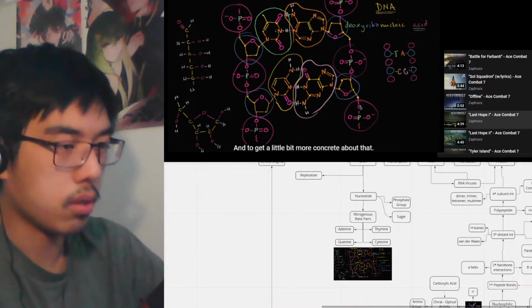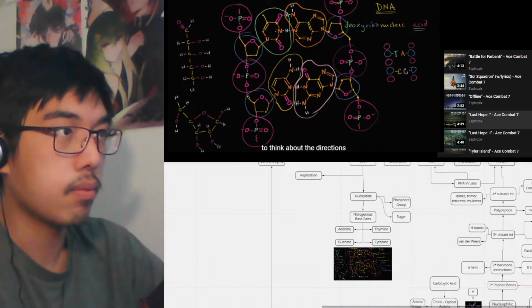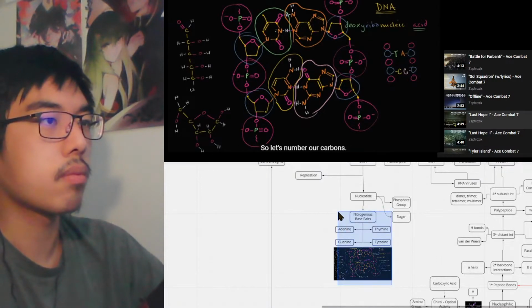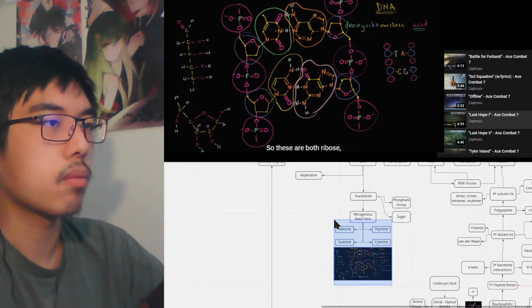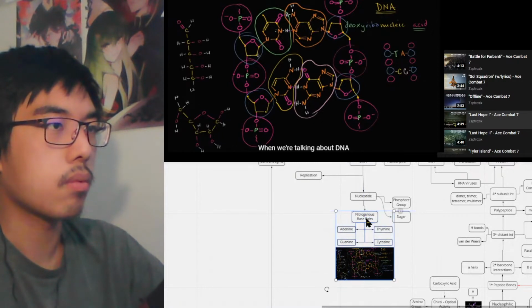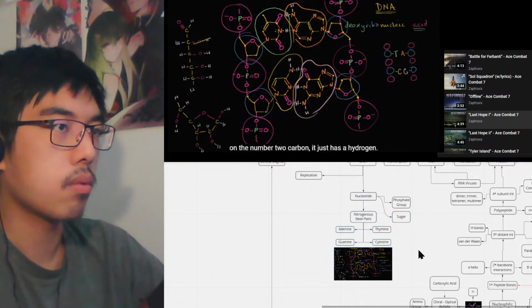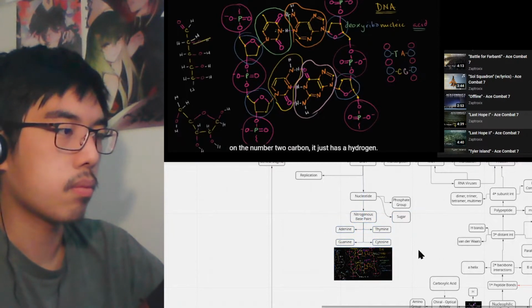And to get a little bit anti-parallel, we can number the carbons on the ribose to think about the directions and use those numbers to describe the different directions. So let's number our carbons. This is ribose, these are both ribose. We saw that in the molecular structure of DNA videos. When we're talking about DNA, we're talking about deoxyribose. So instead of having a hydroxyl group on the number 2 carbon, it just has a hydrogen.